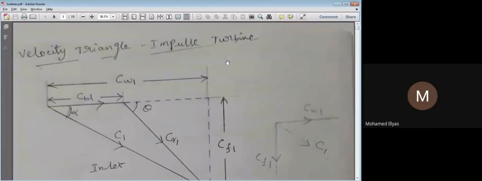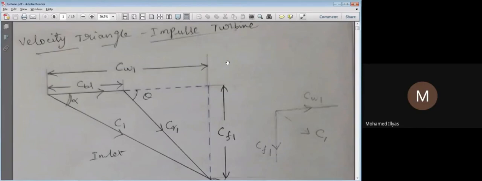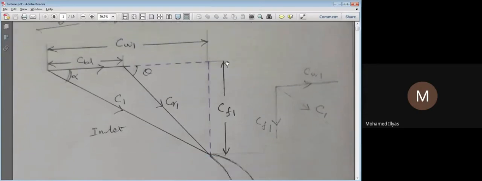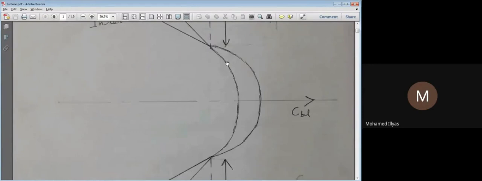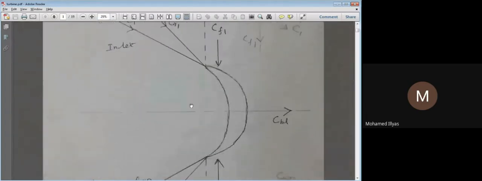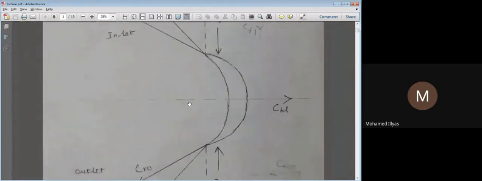Do that performance calculation by using the velocity triangles. First, let us understand the velocity triangles for the impulse turbine. After that, we'll see those relations also, then we'll solve the problems. So, what we are seeing here is the inlet and outlet velocity triangles.